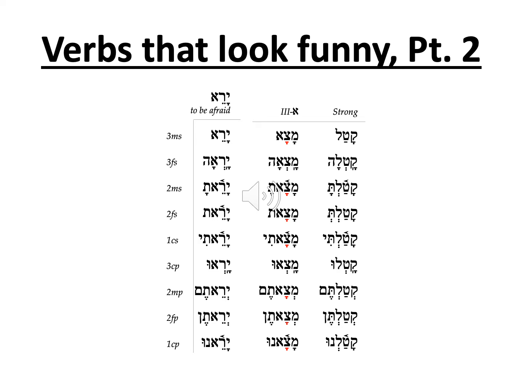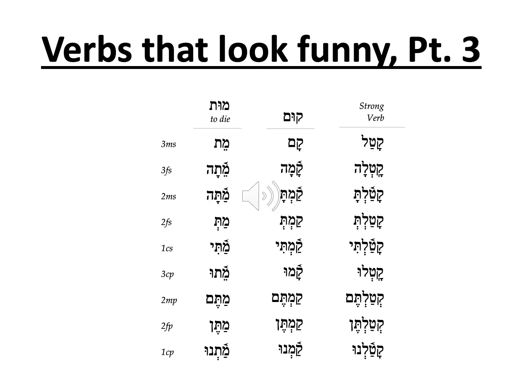Yare also looks like a funny-looking word because of the presence of the sere instead of the expected patak. However, as you glance at the rules, you will notice that both yare and matzah act just like a third aleph, or a lamed aleph verb. The verb is weak, which means that the aleph will quiesce, regardless of what that second vowel is. In yare, it's a sere. In matzah, it's a kametz.